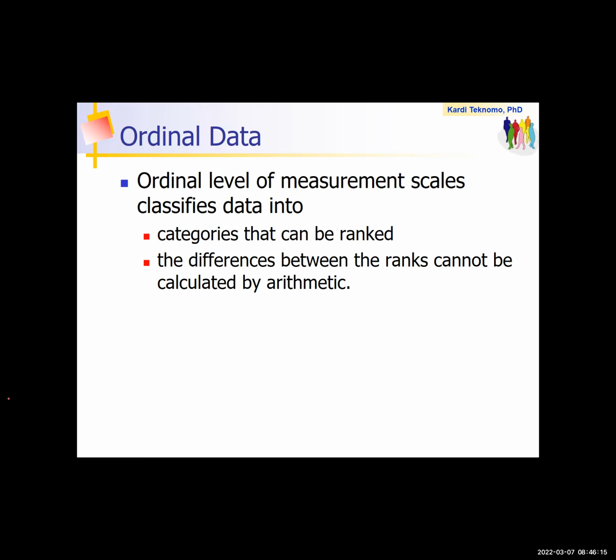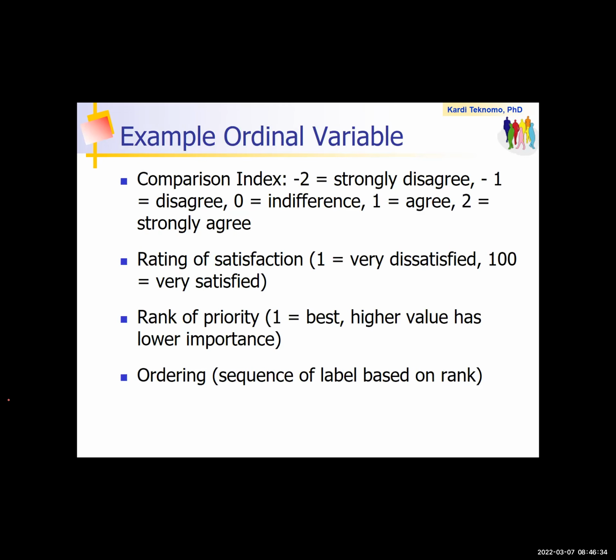So these are categorical data that can be ranked. Okay? The one that in the quiz a while ago was ordinal data, right? So the difference between the rank cannot be calculated by arithmetic. So there is an order, but you cannot take plus, minus, multiply and divide. So these are examples of ordinal variables.